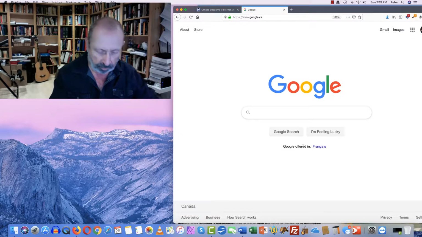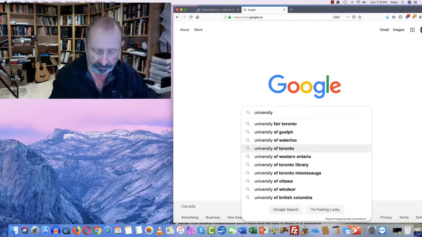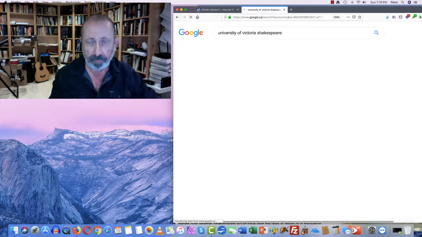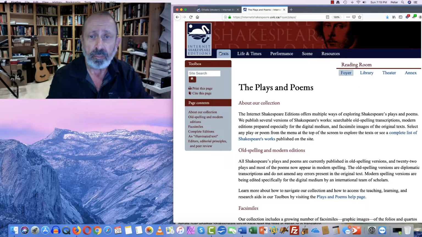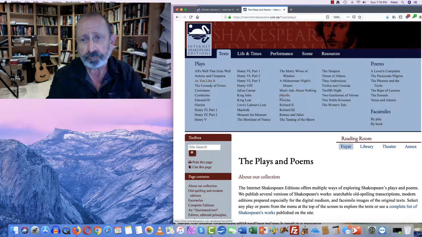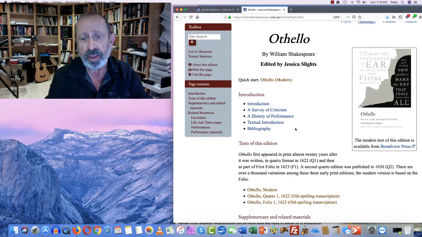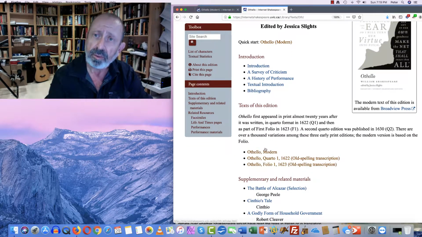You simply go to Google, type in University of Victoria Shakespeare. When you get there, take plays and poems. When you mouse over this text, you'll see that it will take you to Othello, and it has 3 different versions of Othello. F1, right here, the first folio, 1623. It's got Q1, the first quarto, 1622, and it has a modern edition that is a composite of both and that pretty well matches our Norton edition.